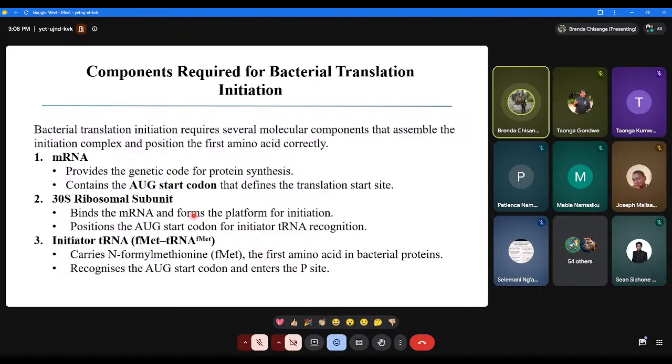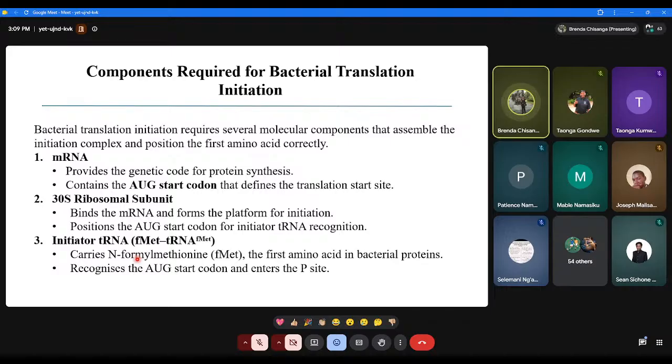So what normally happens is that at the start of translation, the small subunit needs to be independent of the large subunit. In this sense, if it's bacteria, the 30S ribosomal unit, which is the small subunit, must be independent of the large subunit, which is the 50S. Okay. In addition to that, we also need this initiator tRNA.